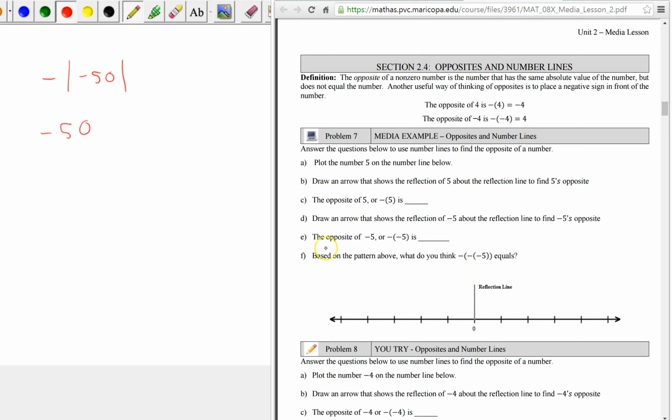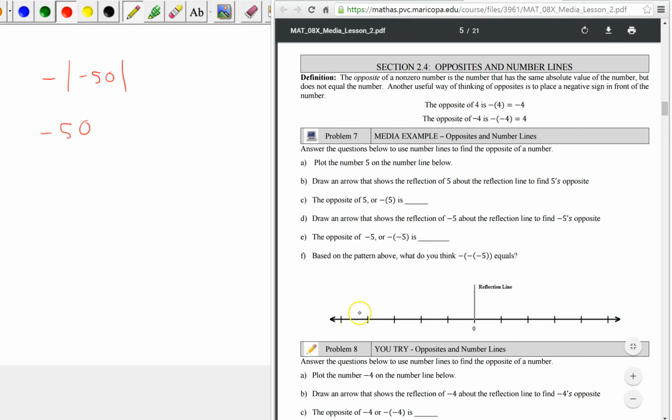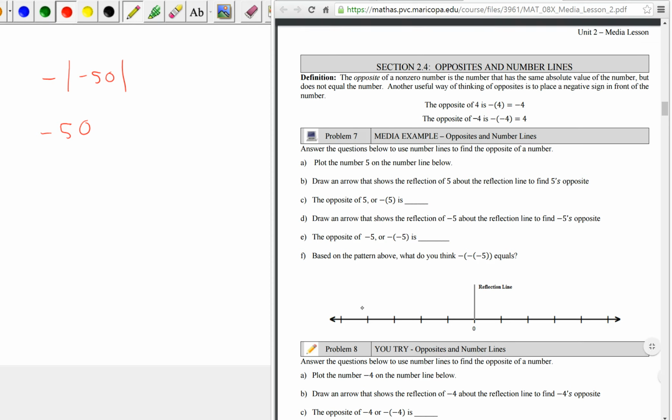And notice you may see how this is helpful based on the pattern above. What do you think the opposite of negative 5 equals? If they think about this reflecting, they'll see that two reflections cancel each other out, and you end up back at the original number. So instead of just saying negatives cancel, which we're going to try not to say, we can think of this as taking the opposite as its own inverse operation. Once you do it once, if you repeat it, you get back to where you started.